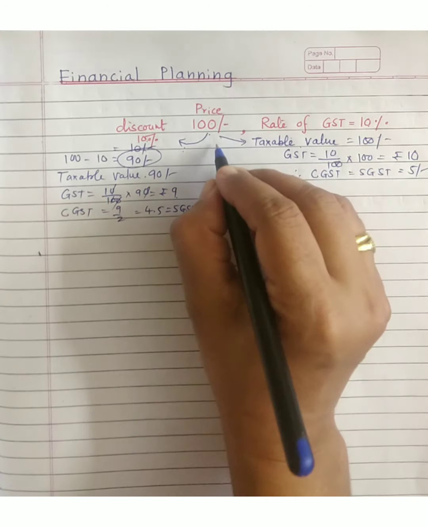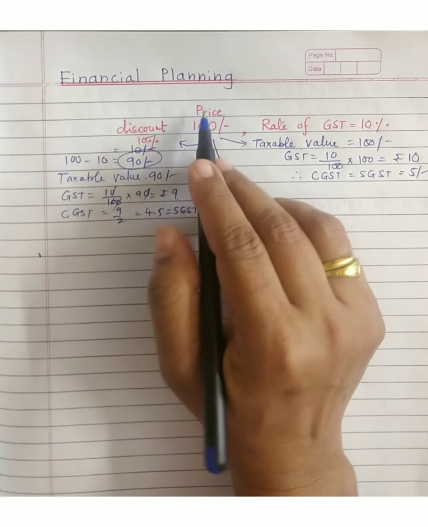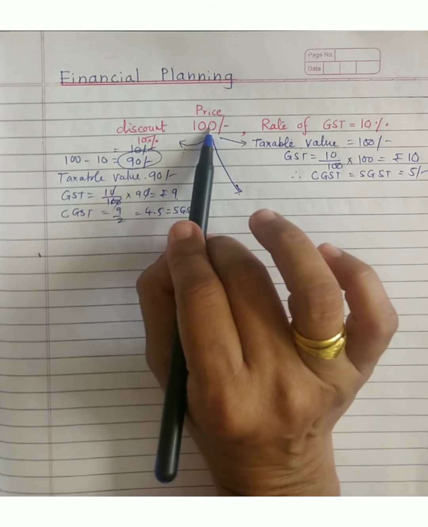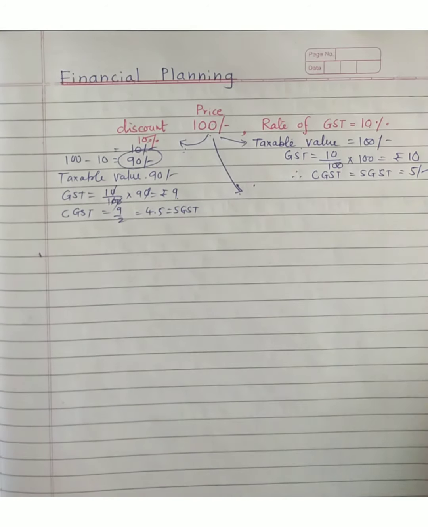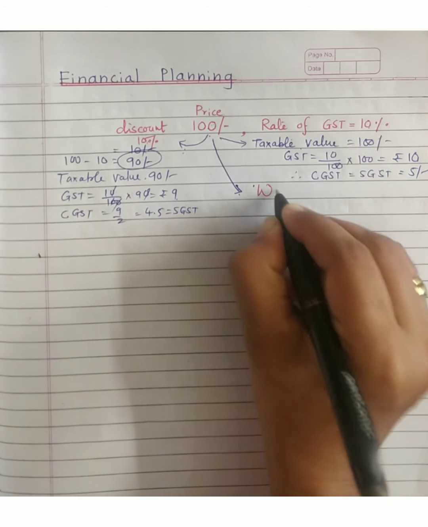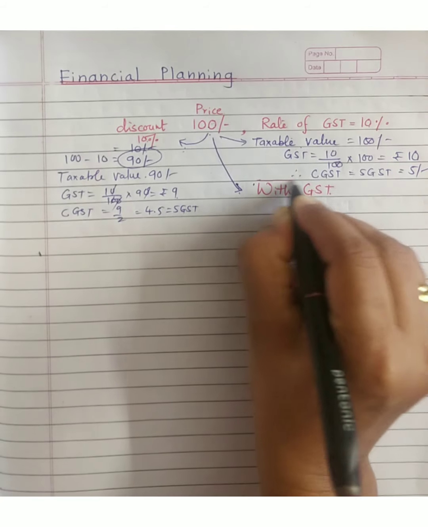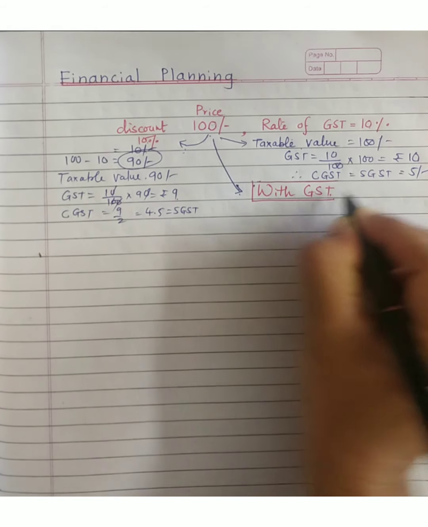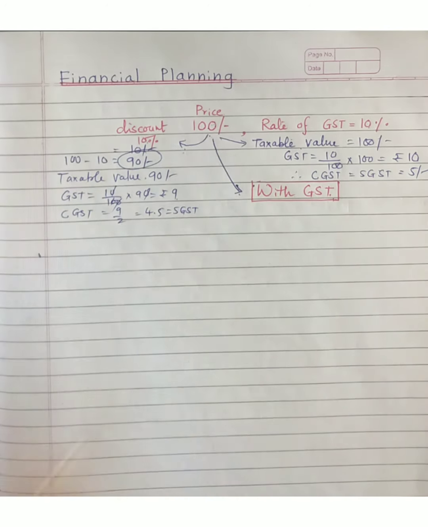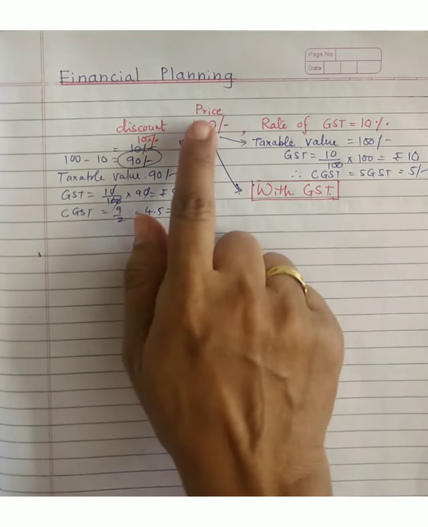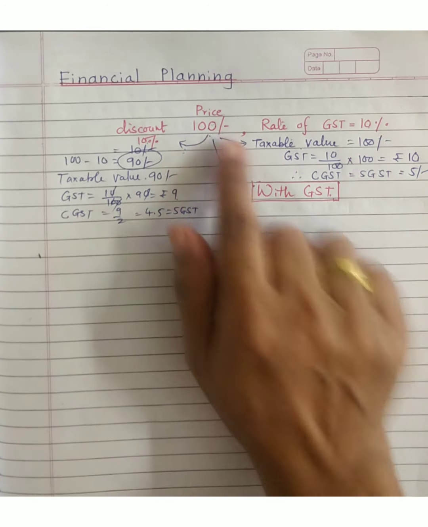Now the third case, where most of you are getting confused: if it is mentioned that the price of the article is rupees 100 with GST. This statement is very important. This 100 is the price, but it is with GST, meaning it is already available with GST. Now one more thing I'll show you. Go back to where the taxable value was rupees 100. So there we calculated GST as 10.